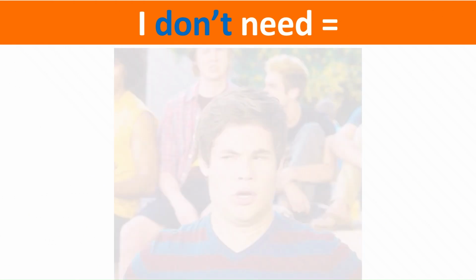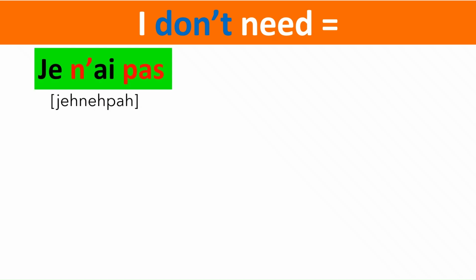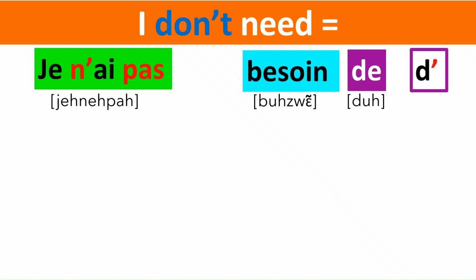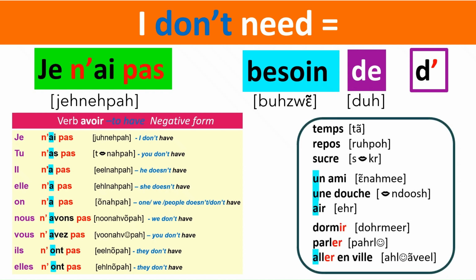If you want to say I don't need, you need to use the negative form of the verb avoir, je n'ai pas instead of j'ai, and exactly the same for the rest, besoin de or the apostrophe. And if you want to talk about other people, you're going to use the negative for other people. So, nous n'avons pas besoin de, we don't need. Vous n'avez pas besoin de, you don't need. And of course, we need, as usual, to add what we don't need. Je n'ai pas besoin de temps, I don't need time.